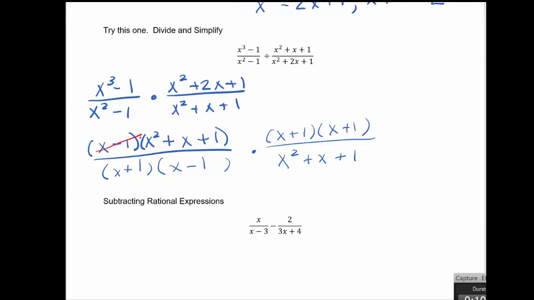Reduce. X minus 1 divided by x minus 1. X squared plus x plus 1 divided by x squared plus x plus 1. X plus 1 divided by x plus 1. That reduces down nicely to x plus 1. Note that x cannot equal positive or negative 1.